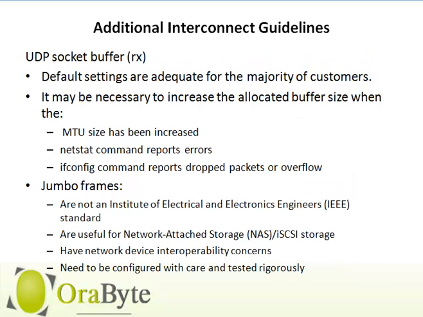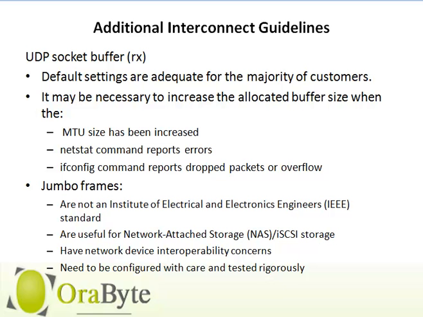Additional interconnect guidelines. UDP socket buffer: the default settings are adequate for the majority of customers. It may be necessary to increase the allocated buffer size when the MTU size has been increased, or when the netstat command reports errors, or the ifconfig command reports dropped packets or overflow. So you can also use jumbo frames if you want to. It is not an IEEE standard.